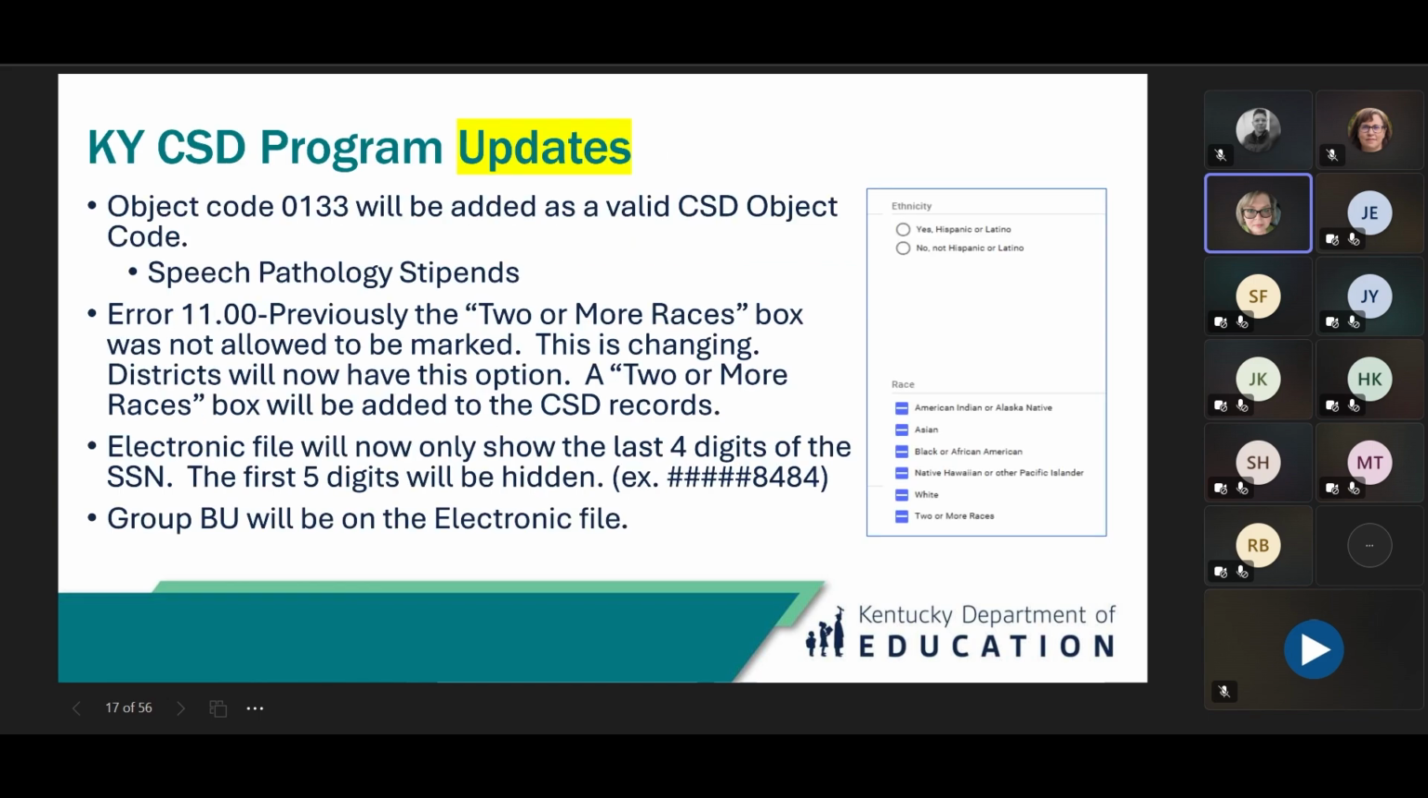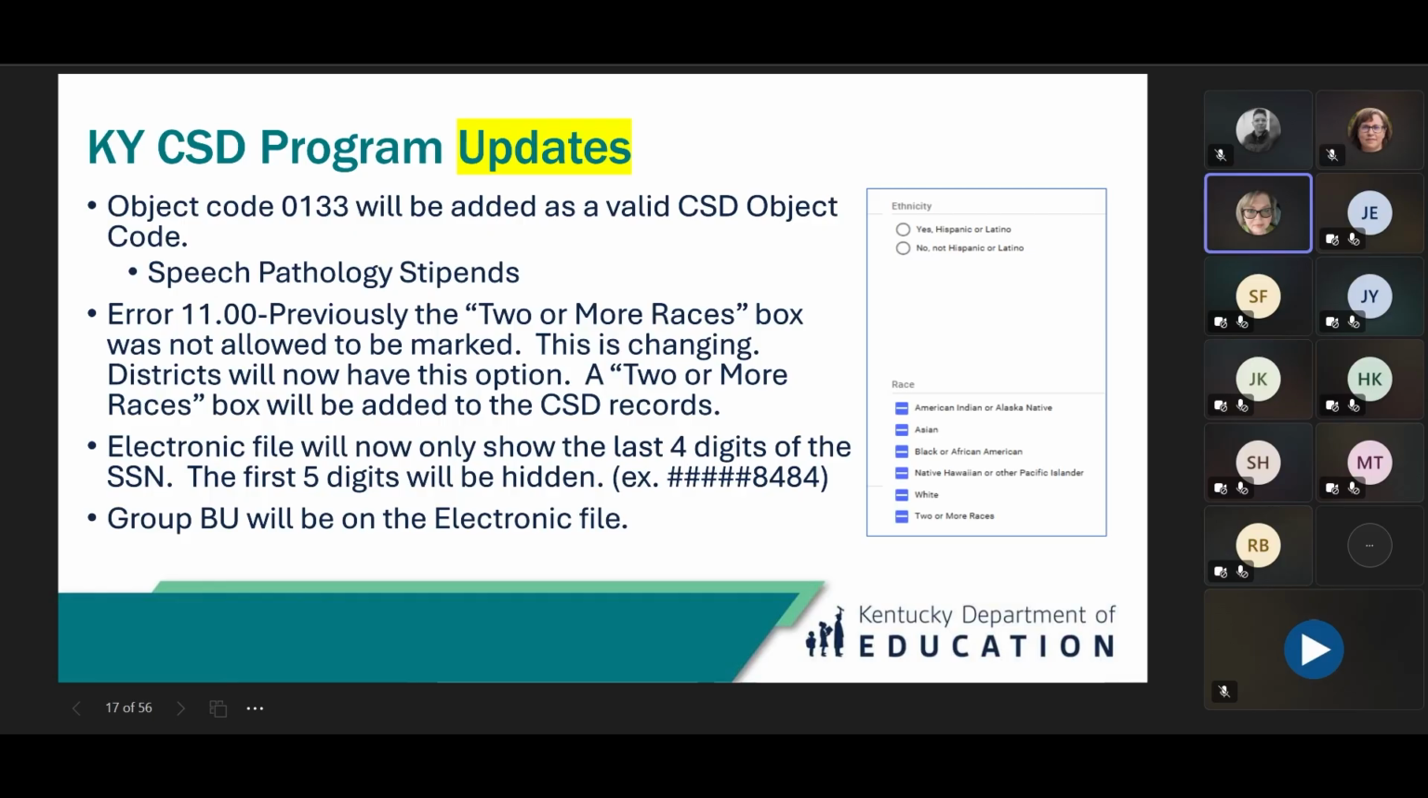Now we're going to talk about the updates to the CSD program. First, we've added object code 0133. It will be added as a valid CSD object code, primarily for speech pathology stipends. That was the number that DDS gave you. That was the object code assigned for speech pathology stipends.